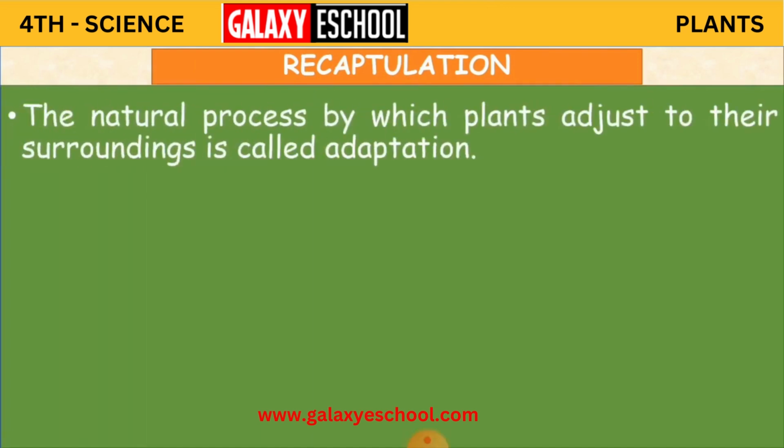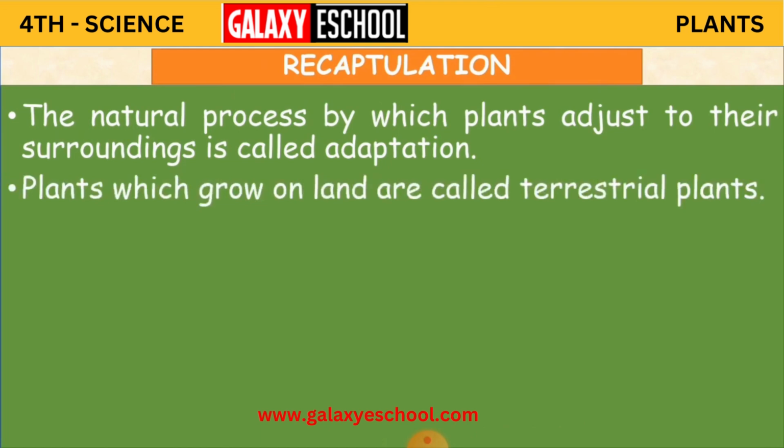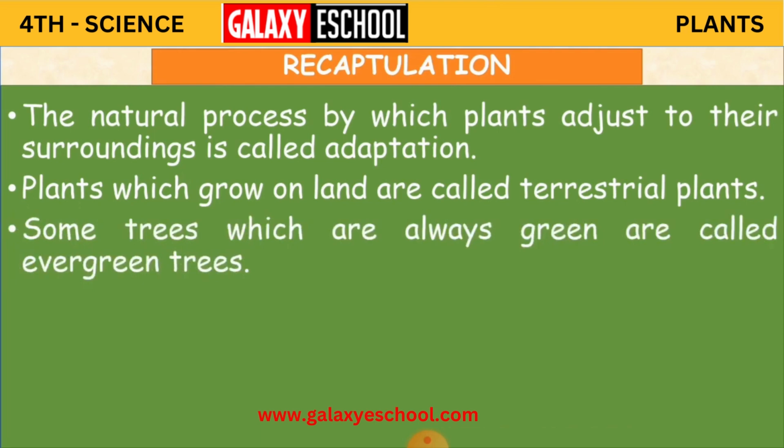In previous topics, we learnt that the natural process by which plants adjust to their surroundings, to the environment, is called adaptation. Plants which grow on land are called terrestrial plants.